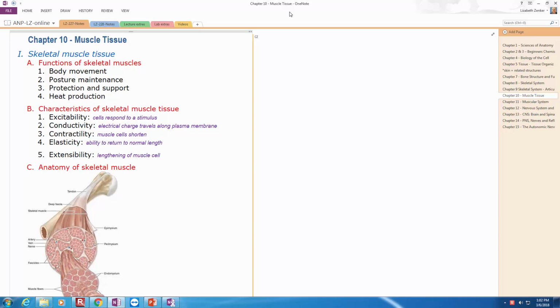And starting with skeletal muscle tissue, we have functions of the skeletal muscle. So some of the obvious ones would be body movement, right? We wouldn't locomote or get to move anywhere if we didn't have these muscles. We have some skeletal muscles that also help maintain our posture. And it's also for protection and support. And then also heat production. So heat production, 75% of our body heat comes from our skeletal muscle.